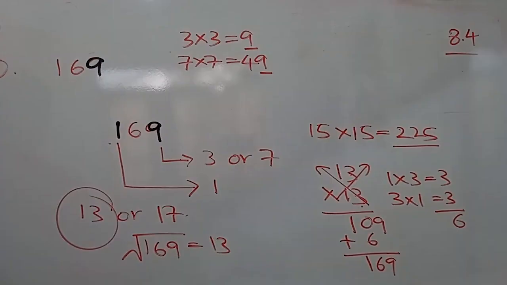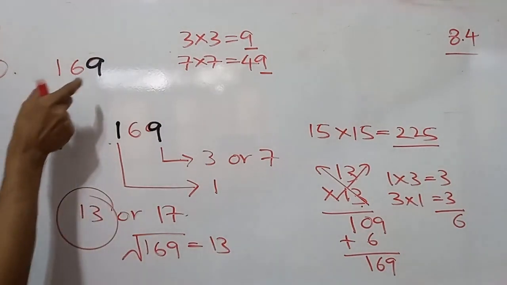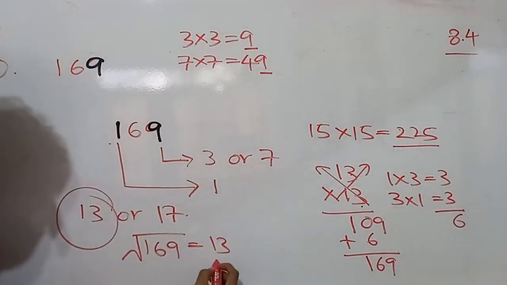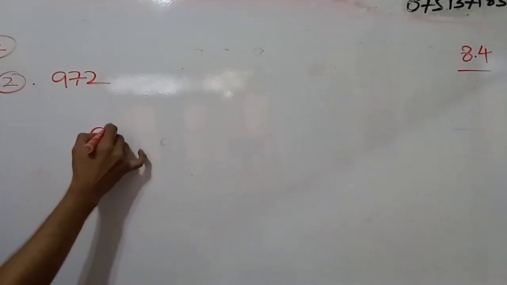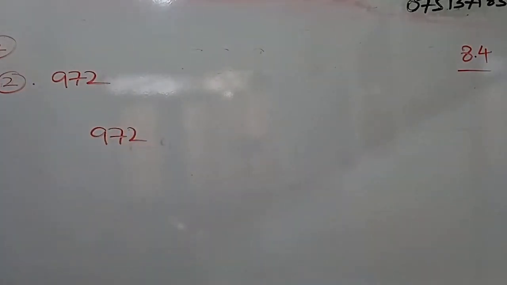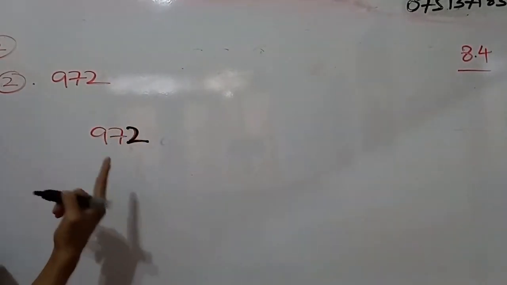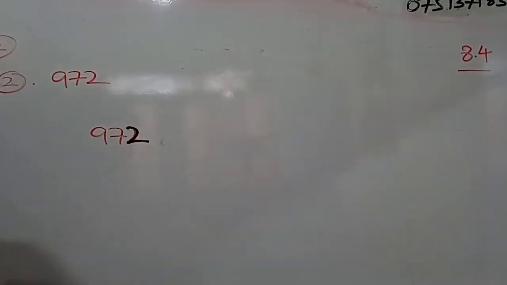So here the square root of 169 is what? 13. The answer actually has two parts, no? 169 is a perfect square and the square root is 13. Next, 972. Just as before, if we take a look at the number, the digit on the ones place, what is that? 2. So definitely this is not a perfect square. Why?